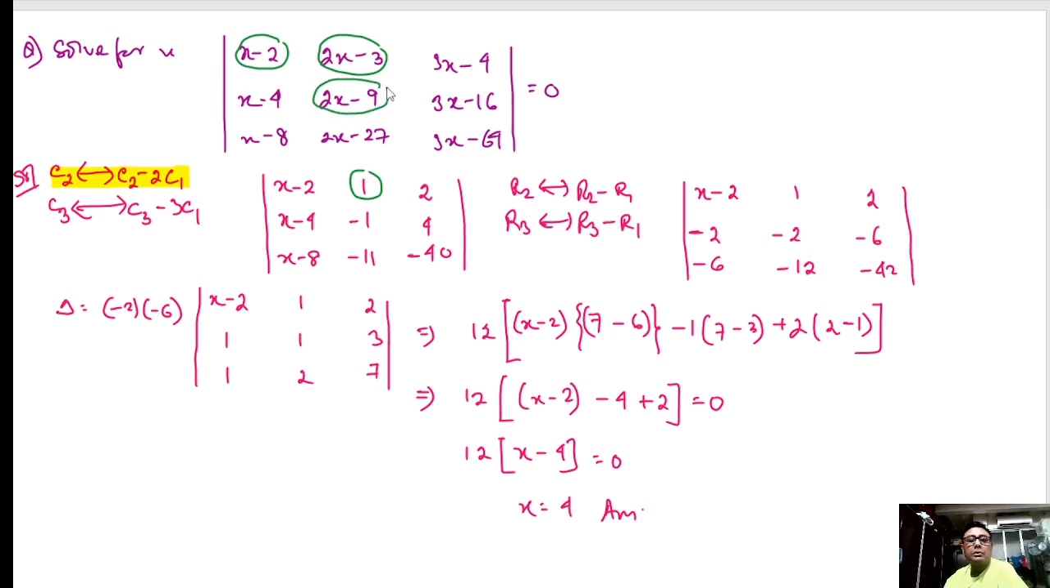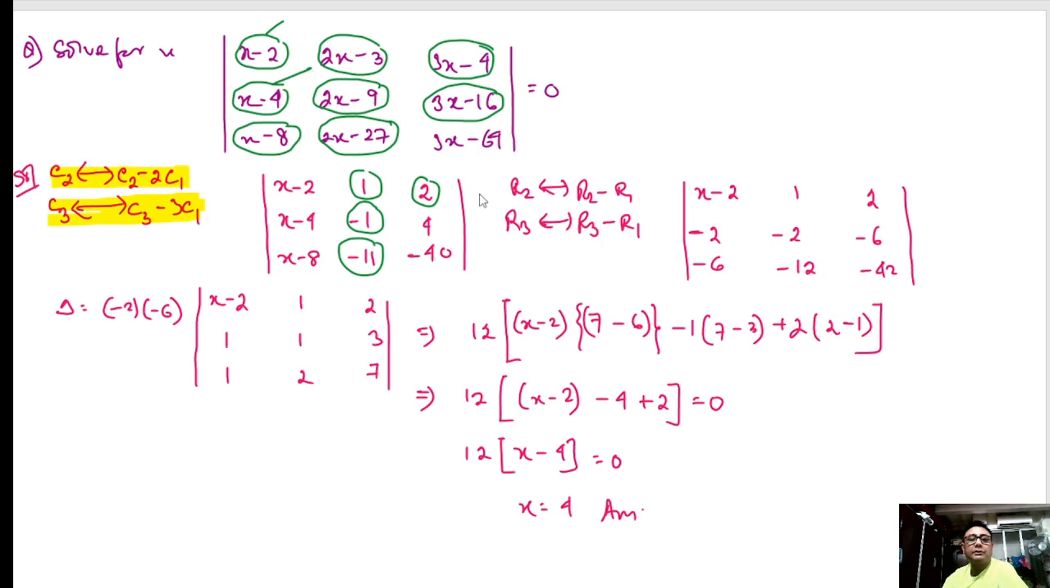Similarly, C2 minus twice of this is this. Similarly, C2 minus twice of this is this. Okay, so now we are applying the operation C3 minus 3C1. This is C3 minus 3 times C1, which gives you this. This is C3 minus 3 times C1, which gives you this. This is C3 minus 3 times C1, which gives you this.